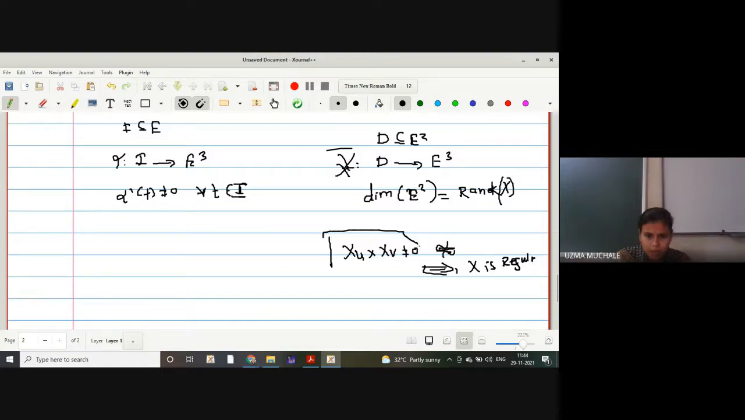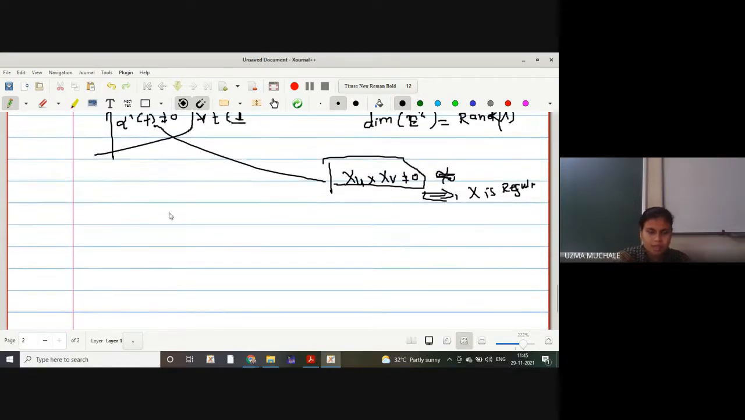Okay, now let me show you how this xu cross xv not equal to 0 will be similar to this alpha dash of t is not equal to 0. Correct? We want to find out what the similarity is. Now, as we see, x is a mapping from D to E3, given with two variables u and v.